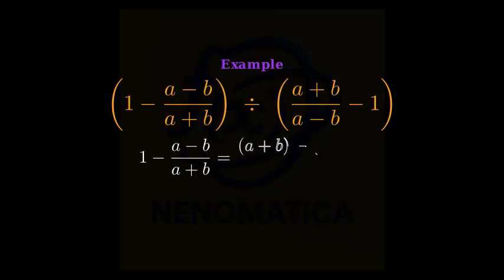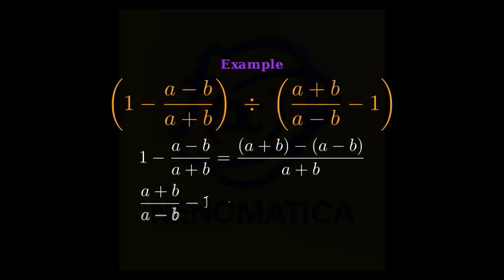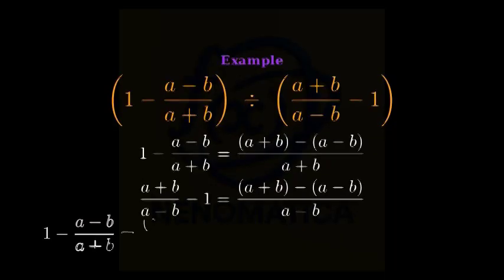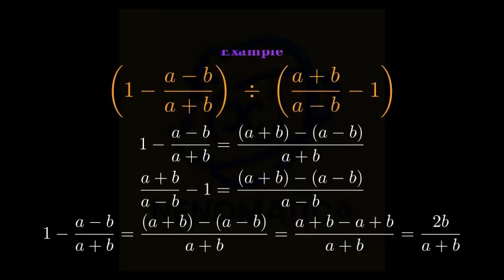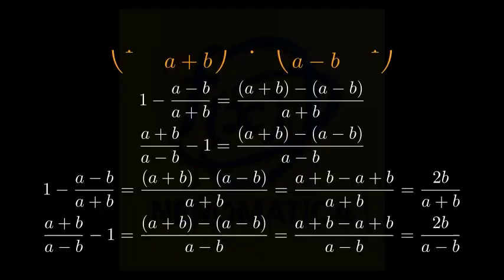The numerator 1 minus the fraction becomes (a plus b) minus (a minus b), all over a plus b. The denominator fraction minus 1 becomes (a plus b) minus (a minus b), all over a minus b. Step 2. Combine like terms in each numerator. The top becomes 2b over a plus b. The bottom becomes 2b over a minus b.